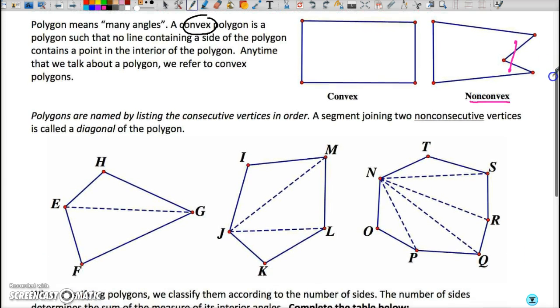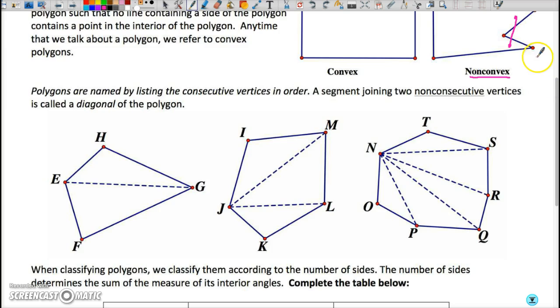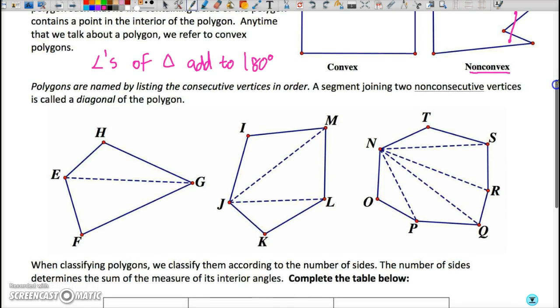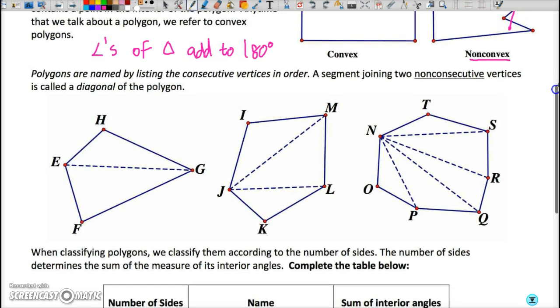Okay, one of the important pieces of information we need from previous units is, of course, that the angles of a triangle add up to 180 degrees. So the angles of a triangle add to 180 degrees, and we're going to use that information to develop our rule for the sum of the interior angles of convex polygons.